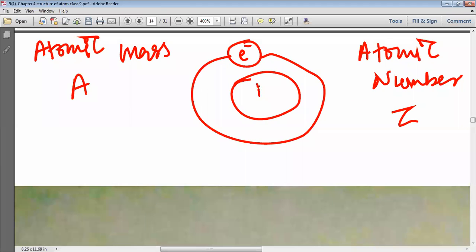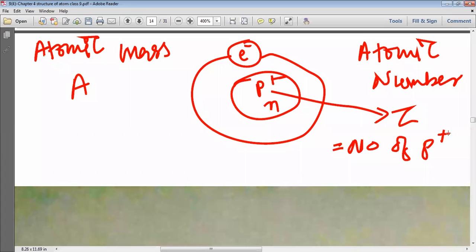Now we have protons in the nucleus or center, and we have neutrons in the nucleus. So this Z is determined by the number of protons. So your Z is equal to the number of protons, and your A is equal to both the numbers. So your A is equal to the number of protons plus the number of neutrons.